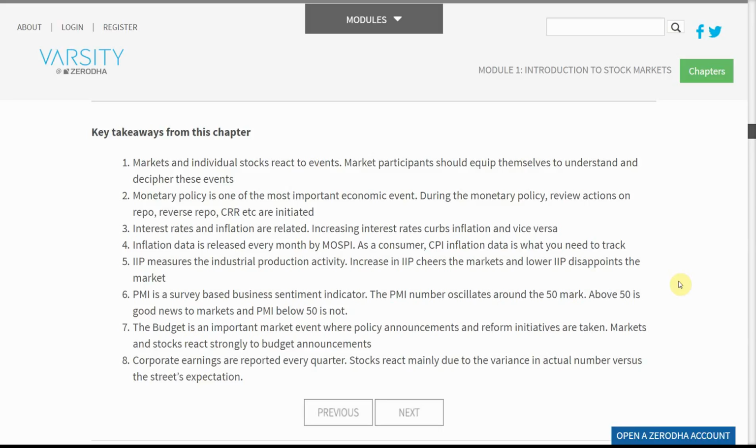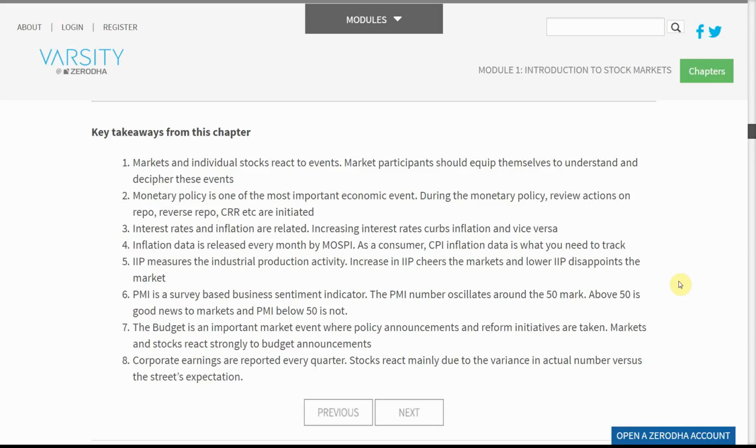As a consumer, CPI inflation data is what you need to track. IIP measures the industrial production activity. Increase in IIP cheers the markets and lower IIP disappoints the market. PMI is a survey-based business sentiment indicator. The PMI number oscillates around the 50 mark. Above 50 is good news to markets and PMI below 50 is not.